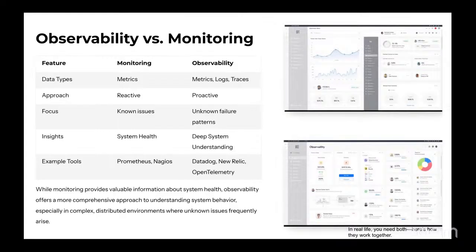So as I said, monitoring is for known issues, because it is for known failure patterns. That's how it works. The insight that monitoring provides is about your system and its performance: is your system working properly? Observability, on the other hand, provides deep system understanding.